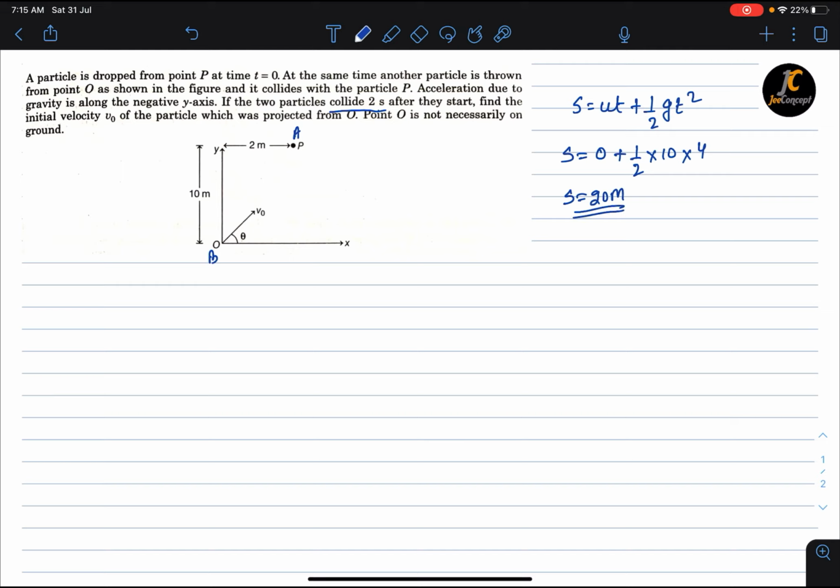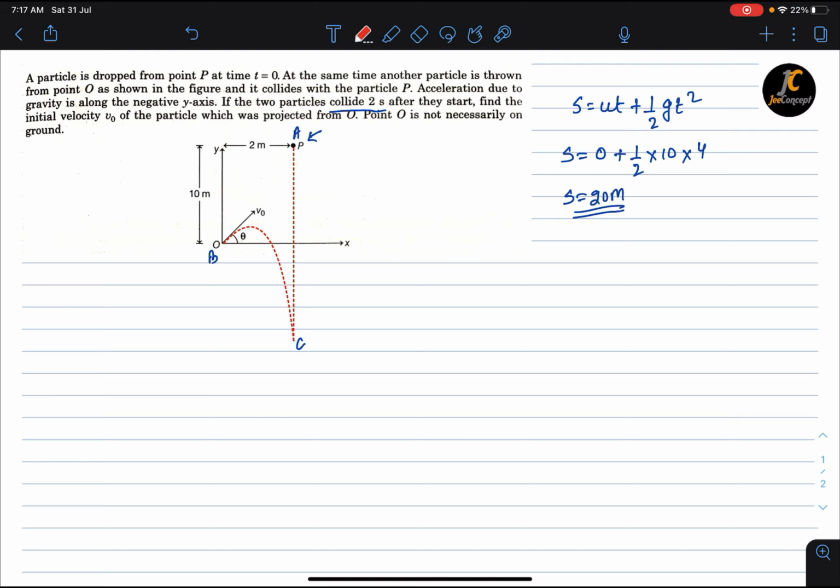The height of A from B is 10 meter and it travels 20 meter in 2 seconds. So that means the particle A is colliding with particle B at somewhere minus 10 meter from point B. Let's say this is point C. Also, in the same time, particle B is also reaching the same point C. So this is the whole scenario.